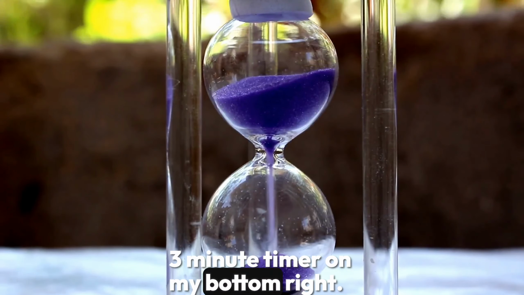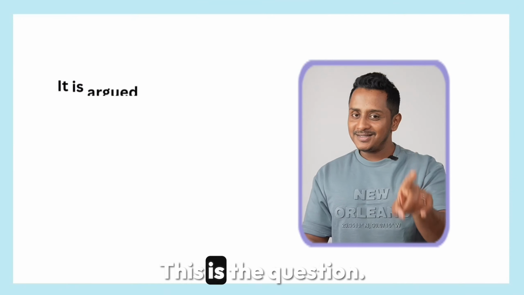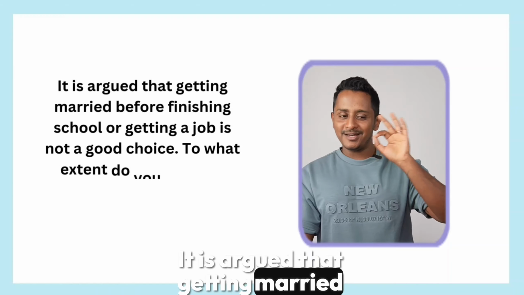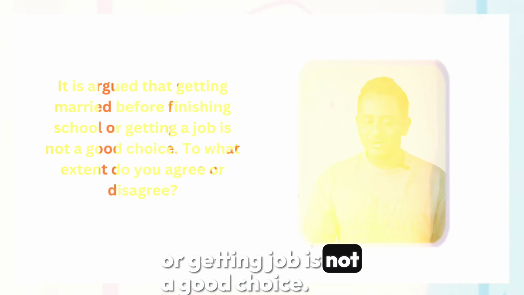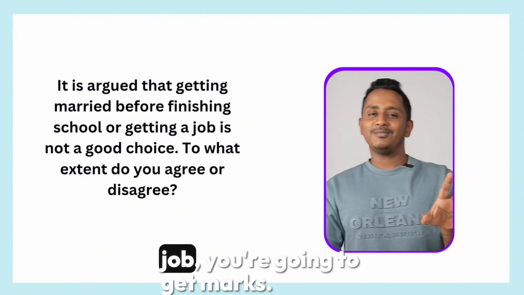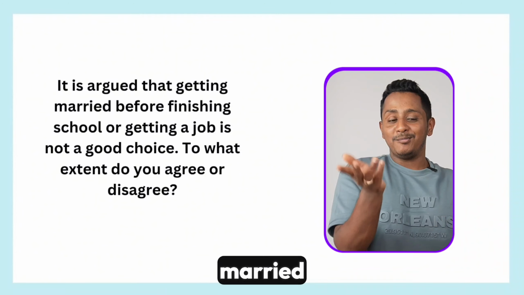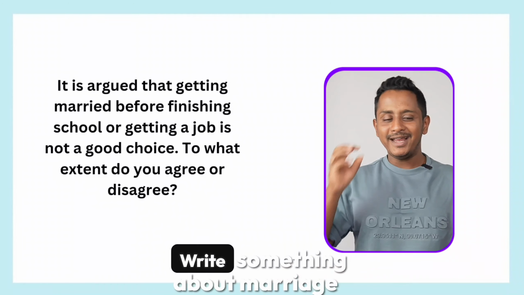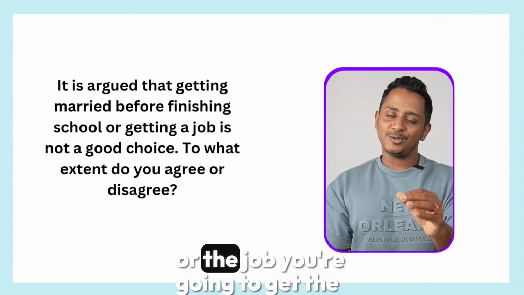3-minute timer on my bottom right. I'm going to show the answer right now. This is the question. It is argued that getting married before finishing school or getting job is not a good choice. Now you write about marriage, job, you're going to get marks. You don't have to write getting married before. All those do not matter. Write something about marriage or the job, you're going to get the score.